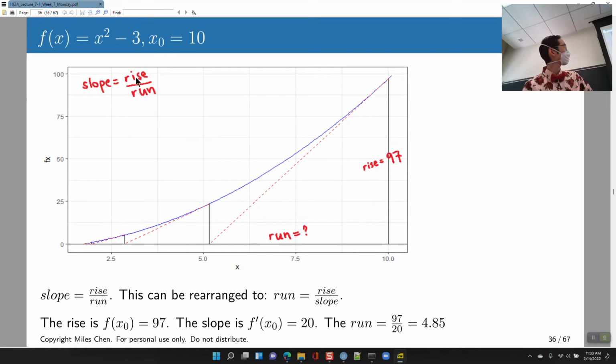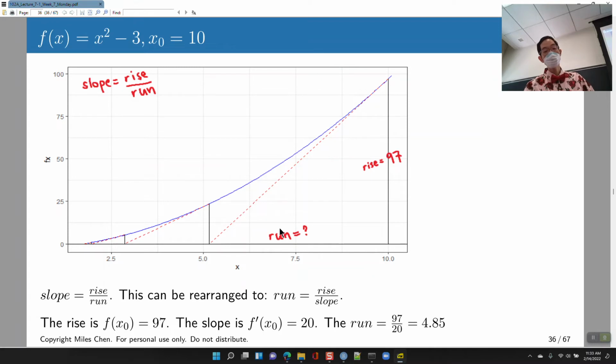Slope is equal to rise over run. I just rearrange terms, and run is going to equal rise divided by slope. My rise is 97, my slope is f prime at x0. I take f prime, 2x, plug in 10, and get 20. I get a slope of 20. So this length is going to be 97 divided by 20, 4.85.